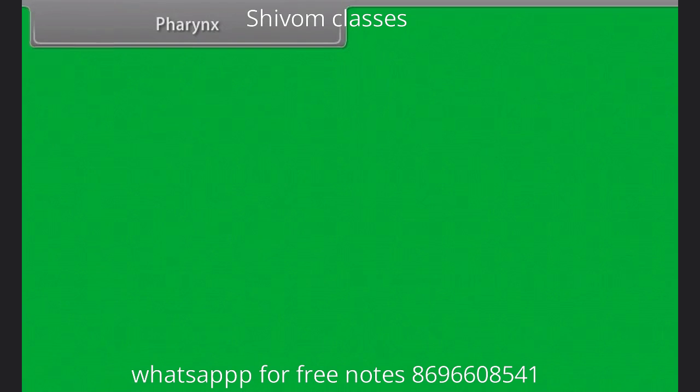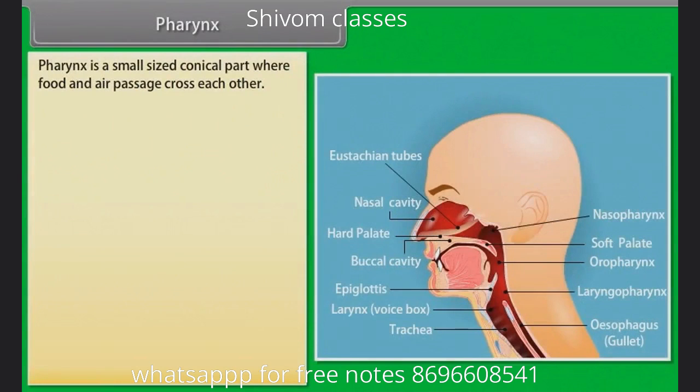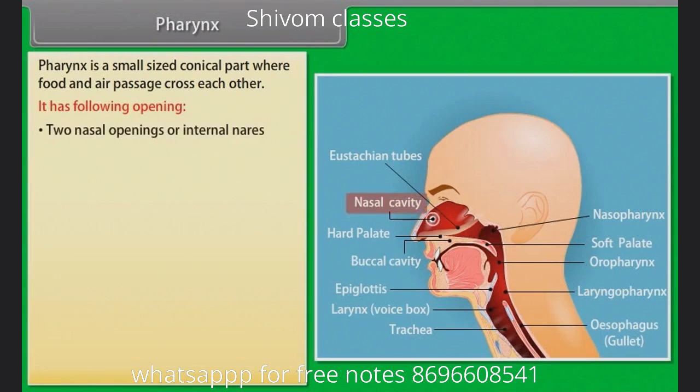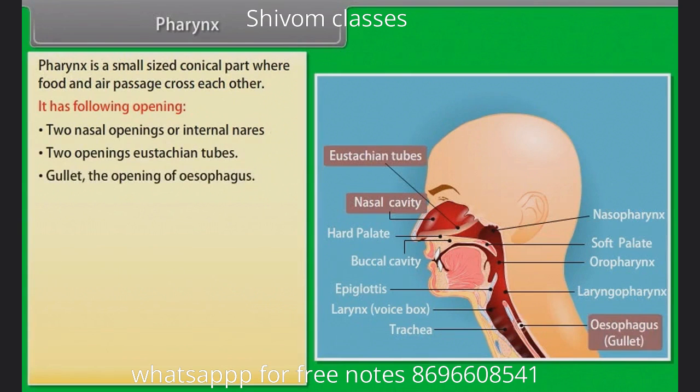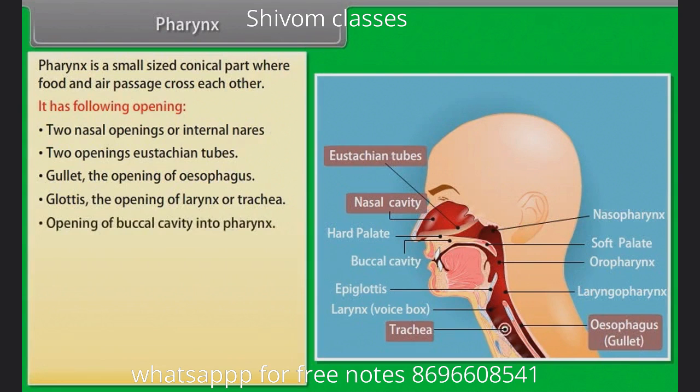Pharynx. Pharynx is a small-sized conical part where food and air passage cross each other. It has following openings: 2 nasal openings or internal nares, 2 openings of eustachian tubes, gullet, the opening of esophagus, glottis, the opening of larynx or trachea, opening of buccal cavity into pharynx.